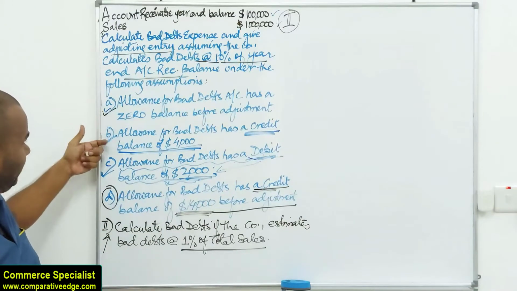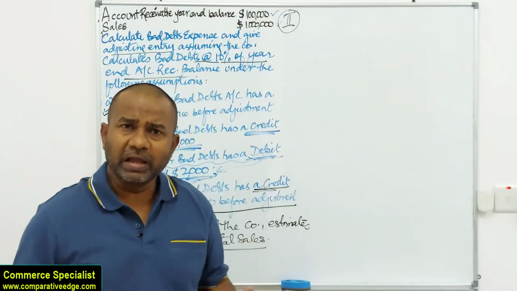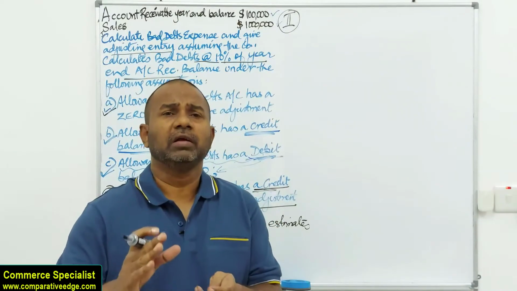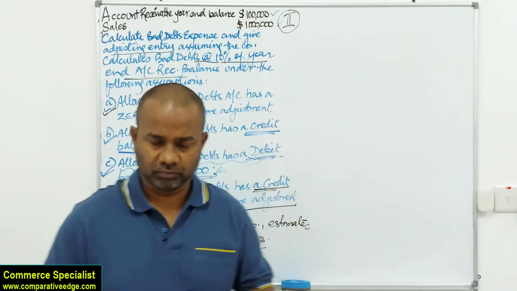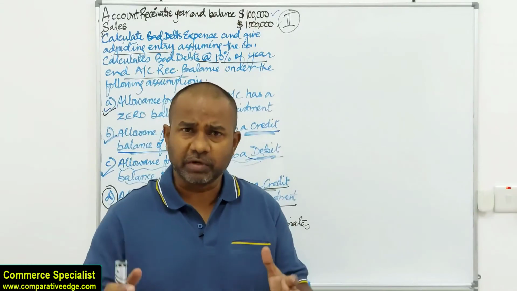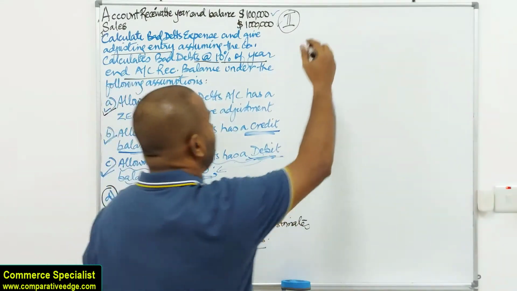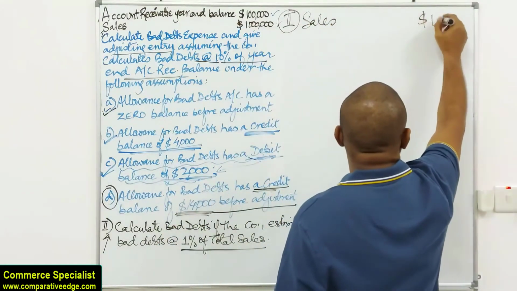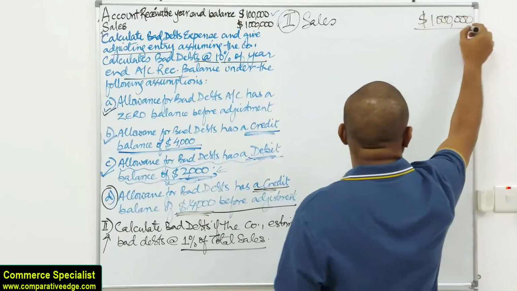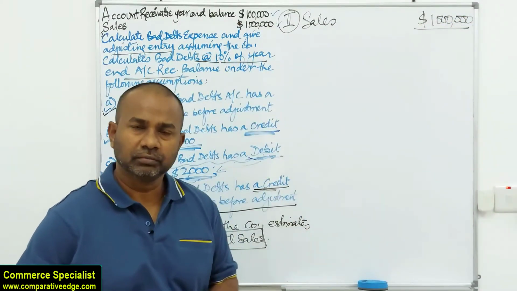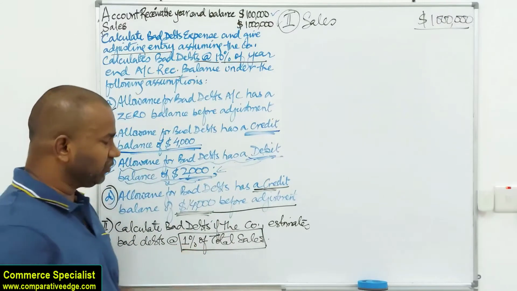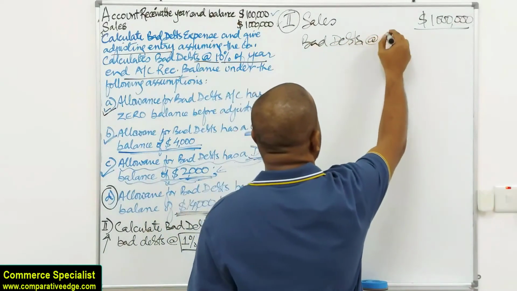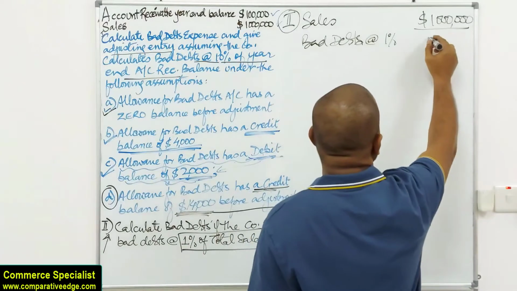Whether I look at assumption A, B, C or D, it doesn't matter. Why? Because when we are talking about income statement approach, we are not looking at allowance for bad debts balance, whether it is debit or credit. The calculation under income statement approach is different. So we look at sales for the year, given in the question as 1 million. Drop a line. So we have sales of 1 million. As per policy, bad debts are calculated at 1% of total sales. So bad debts at the rate of 1%. 1% of 1 million will be 10,000.